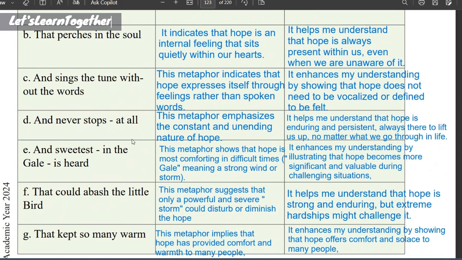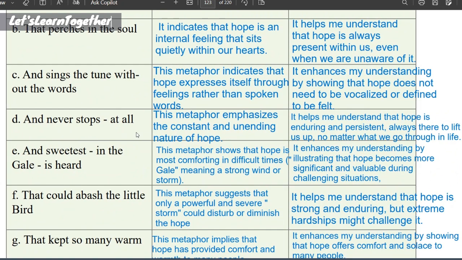Then the next one is "and never stops at all." This means that just like a bird keeps flying and flying and doesn't stop usually. I mean, it does stop at some point, but if you think in a poetic perspective, then let's say that it flies and it never stops. Similarly, hope is something that does not have a limit. It is limitless. We can hope for anything, we can hope for everything, and hope does not really have a limitation.